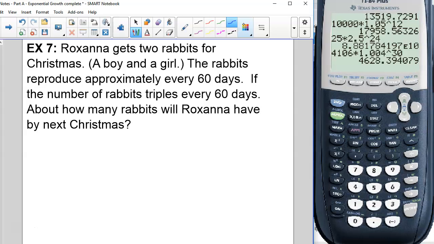But rabbits reproduce really quickly. They are able to reproduce roughly every 60 days. So instead of a human that's pregnant for 9 months, rabbits every 60 days.